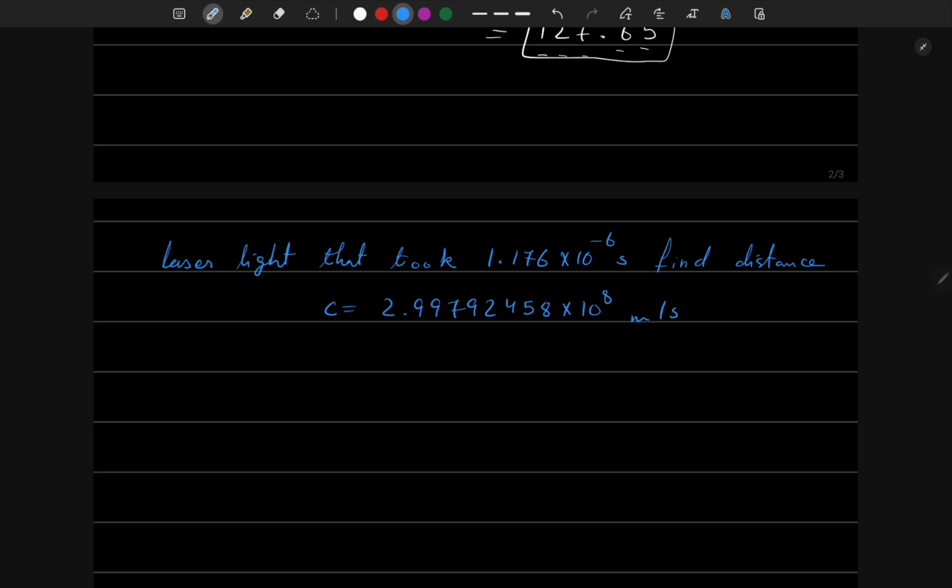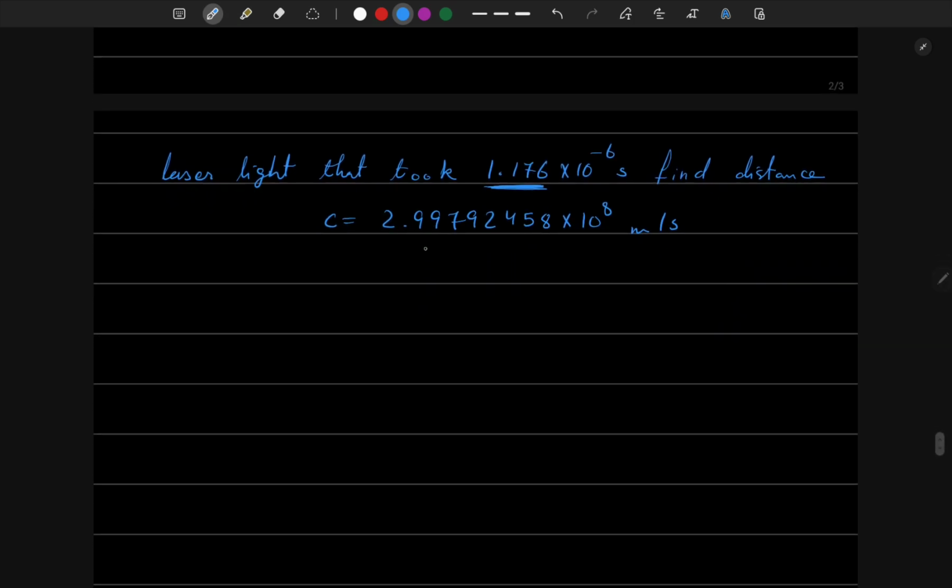Now, whenever you're given a problem with different numbers, you're going to look for the smallest number of significant figures and match your final answer to that. Here, the smallest number of significant figures is 1.176. We are given the speed of light in a high accuracy, so I'm going to follow this one.